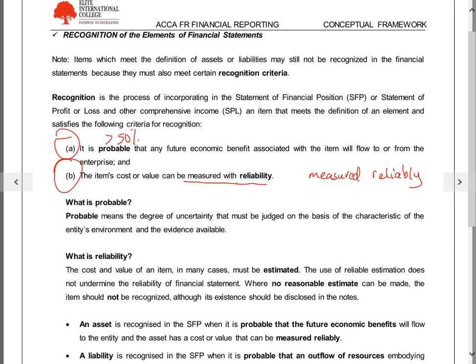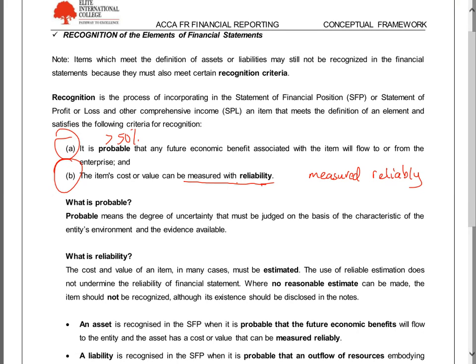Two, probable, measured reliably. What is an asset? Resources controlled by an entity, future economic benefit. Can I recognize? You can. If it's probable that this asset will generate future economic benefit to the entity, and it can be measured reliably. Okay, now?